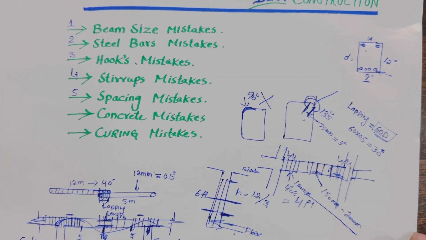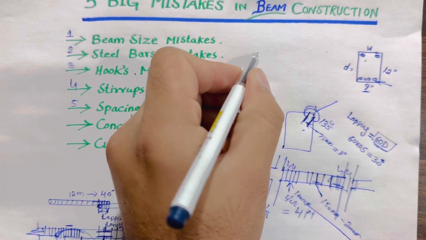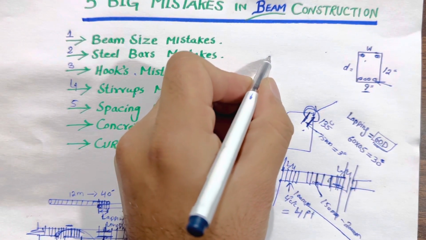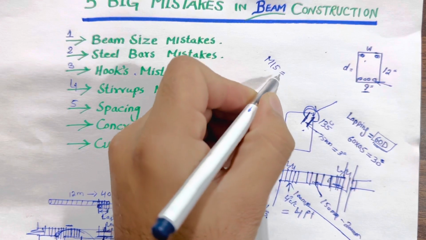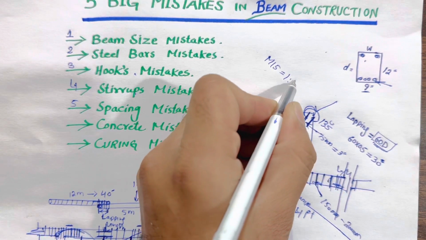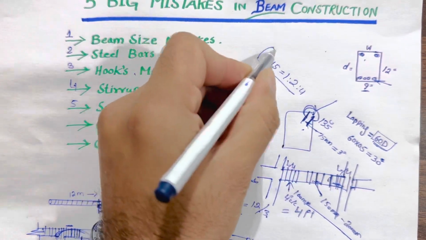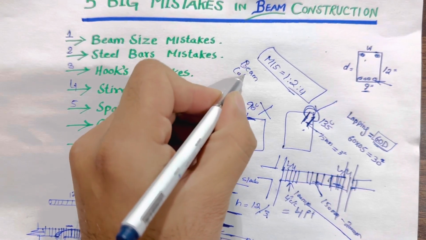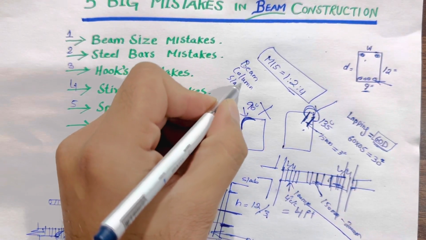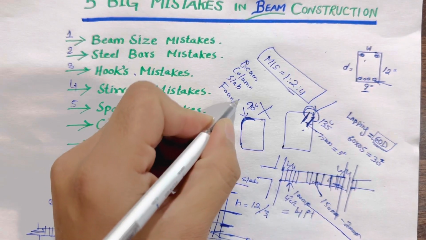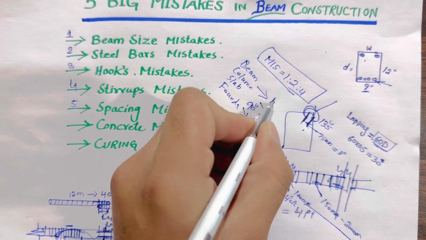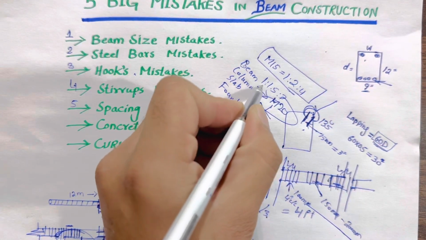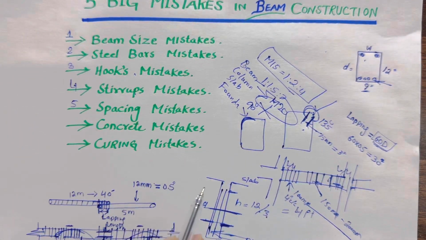So now concrete mistakes. Remember, guys, for a normal residential building I am recommending you use M15 grade concrete. M15 grade concrete means 1:4 ratio. But one thing more, guys, for beam, column, slab and foundation, use M20 grade, where M20 is 1:1.5:3, 1 part cement, 1.5 parts sand, and 3 parts aggregate or crush.